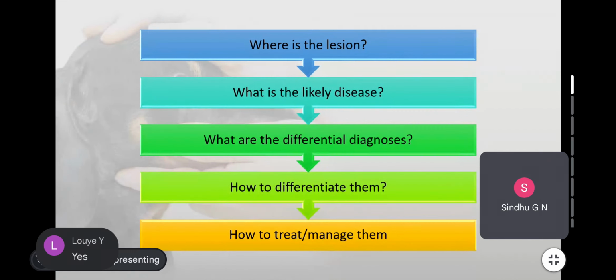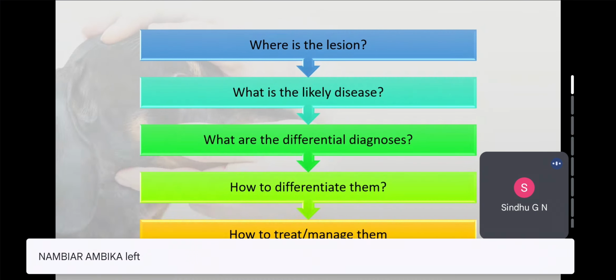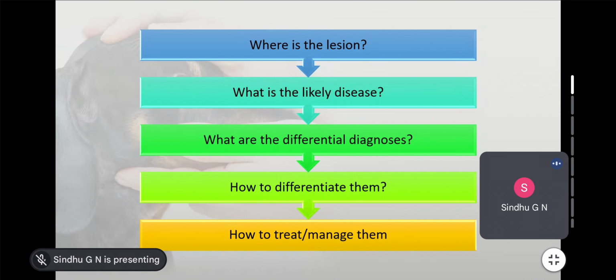So, we'll see some of the very commonly represented ophthalmic conditions, how they can be differentiated or diagnosed, and how to manage, or some of them, how to treat them, and some special techniques like ocular ultrasonography.